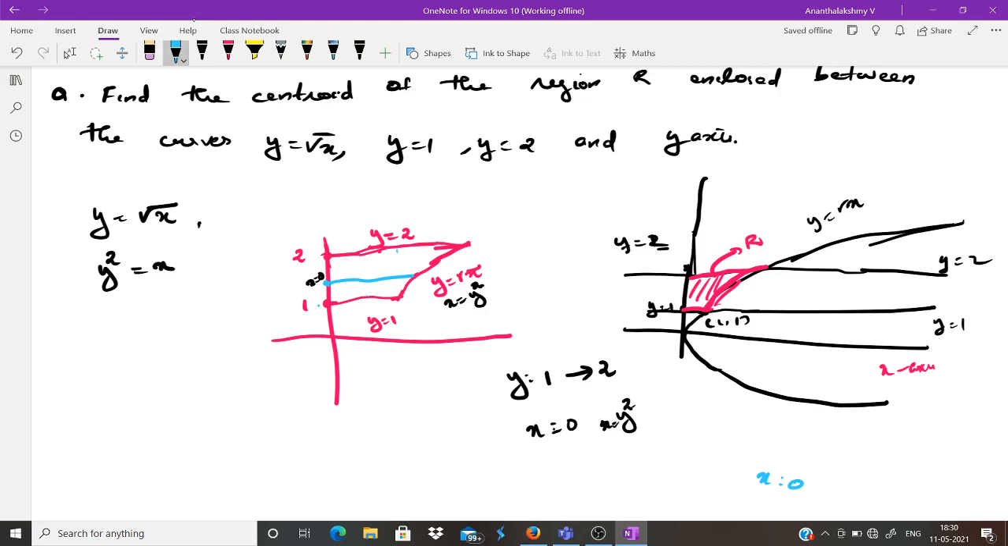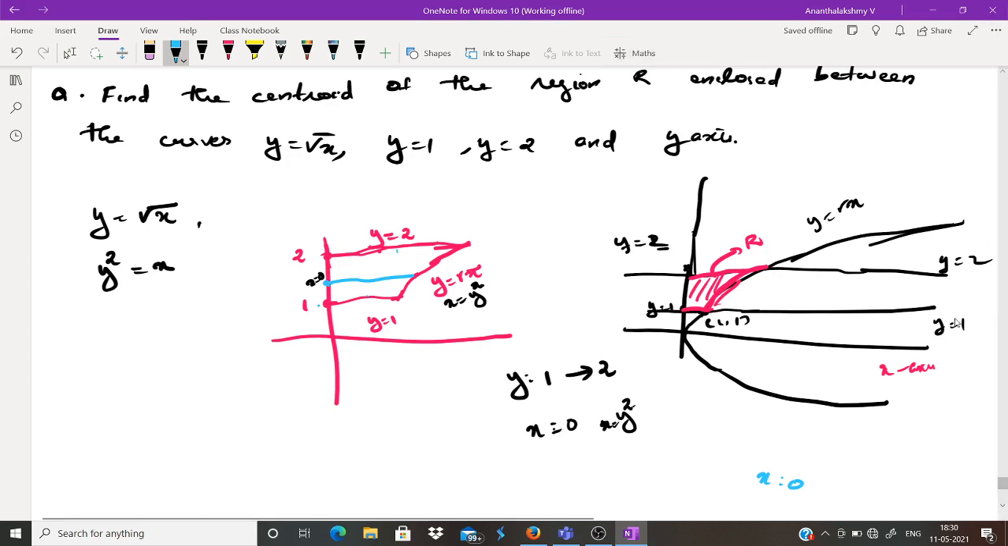So upper limit is x equal to 0, lower limit is x equal to y square. When you move this strip to the upper part, you get y equal to 2. When you move this strip down, you get y equal to 1. So y varies from 1 to 2 and x varies from 0 to y square. This is the limit of integration of this graph.